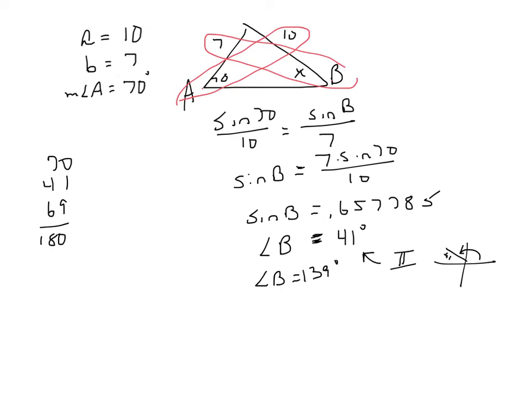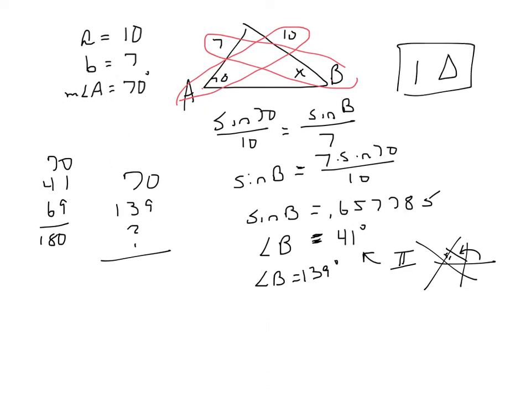Sine of 139 is going to be the same ratio. However, the given angle was 70. And with an angle of 139, there is no angle, unless it's negative, that's going to give you 180, which means the second angle does not exist. The obtuse angle does not exist. And this says there is only one triangle that's possible.